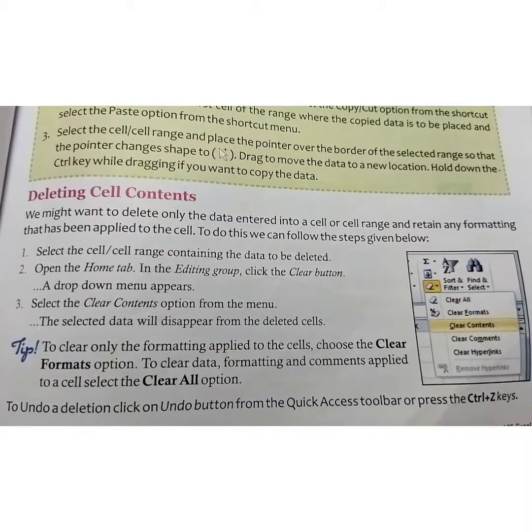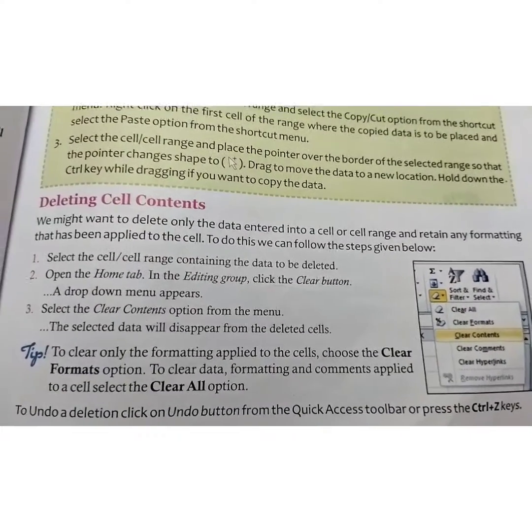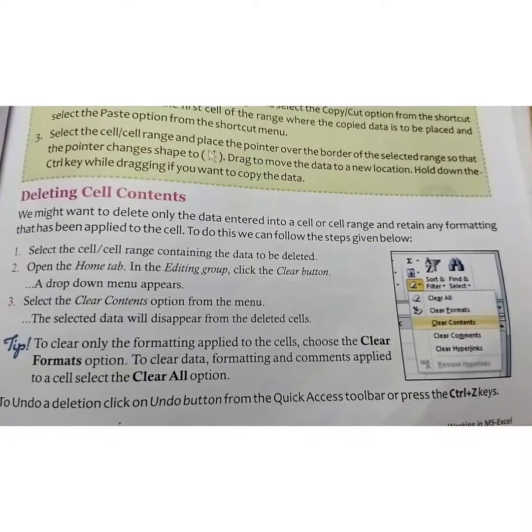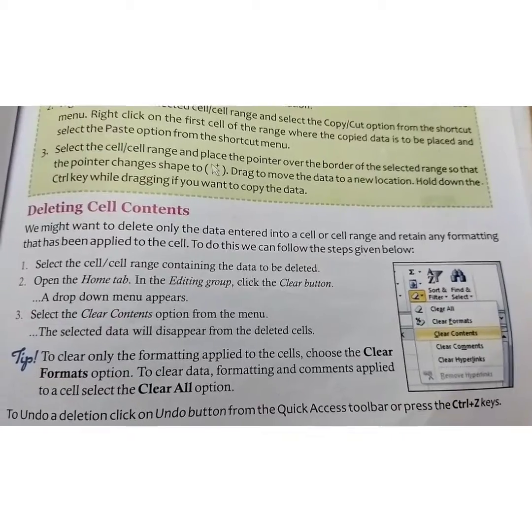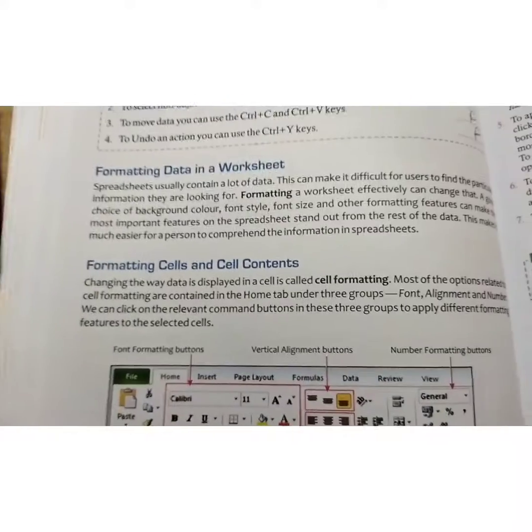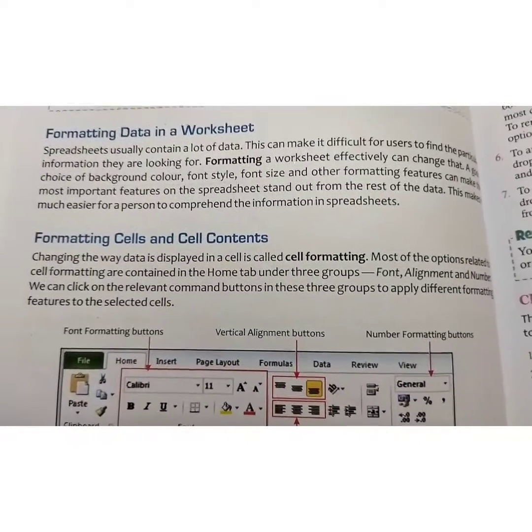To clear everything, you can press the Clear All option. For undo, you will use the shortcut key Ctrl plus Z, and you will find it on the Quick Access Toolbar. Okay, then your next topic, student, is formatting data in a worksheet.